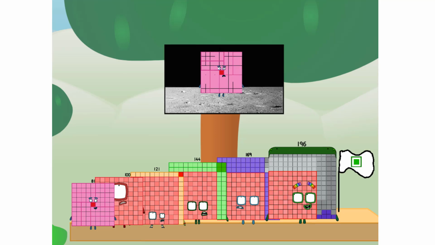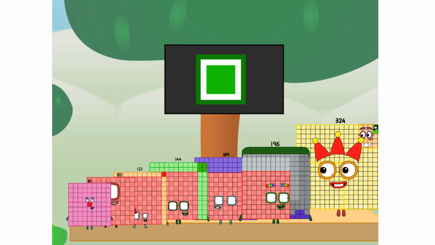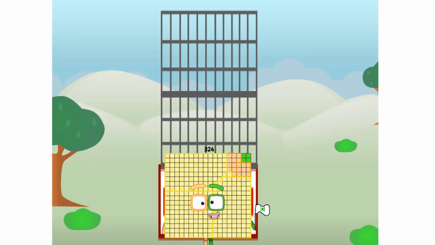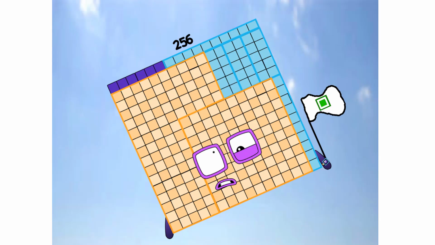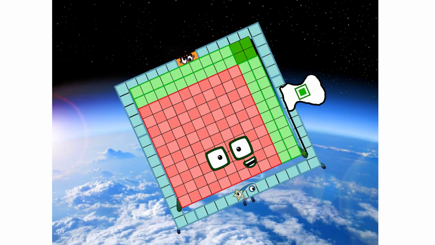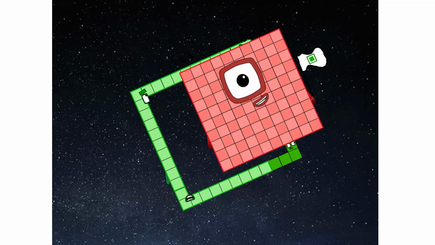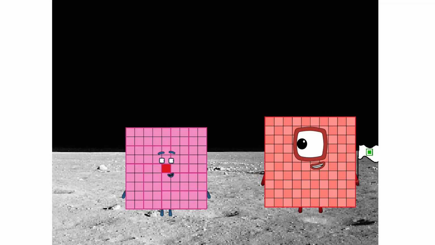I forgot the flag. Don't worry, little nine. I'll take care of this. 324. And I promise. No rockets. No rockets. Ugh. Non-squares. Square power only. Achoo. Achoo. Hello. Looking for this.